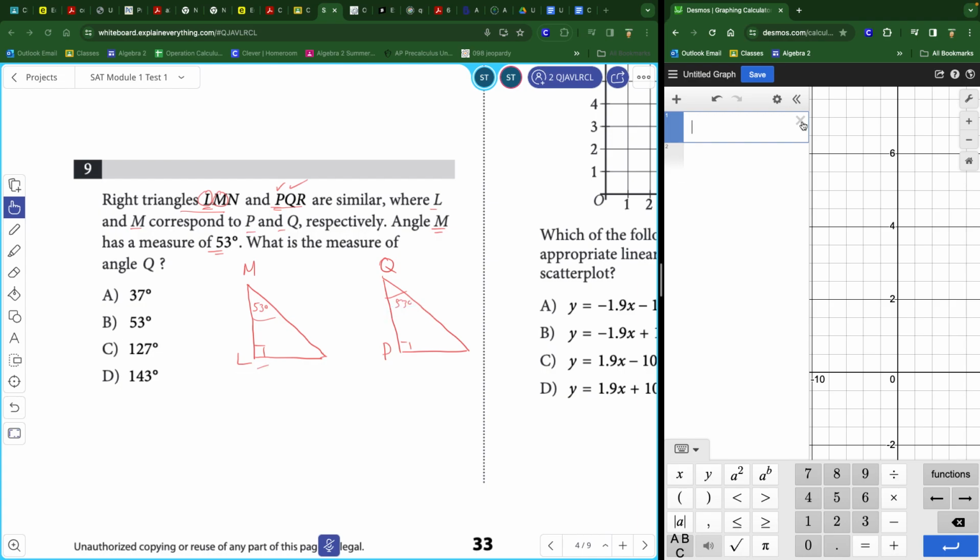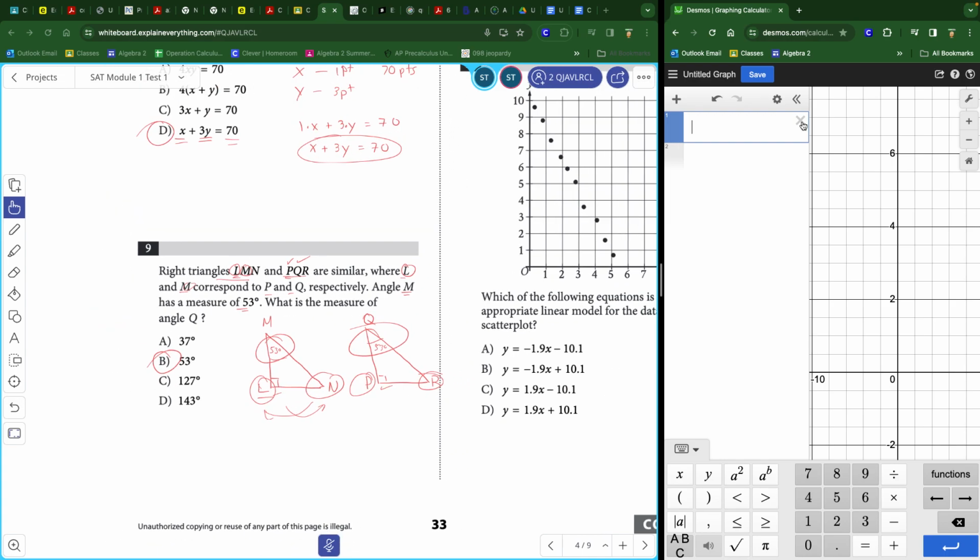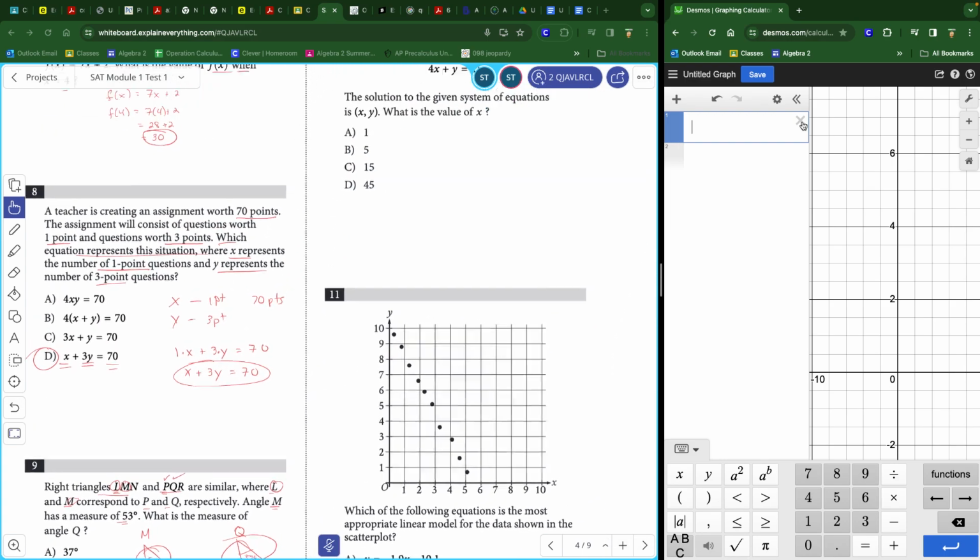We don't know if L is the 40 or the 90 degree and P is the 90 degree. We do know L and P go together. So L goes with M and P with Q, and N goes with R. So these could be flip-flopped. Maybe L is over here and N over here, but it doesn't really matter. What matters is that this one is 53 degrees. Kind of strange. They almost give you the answer.